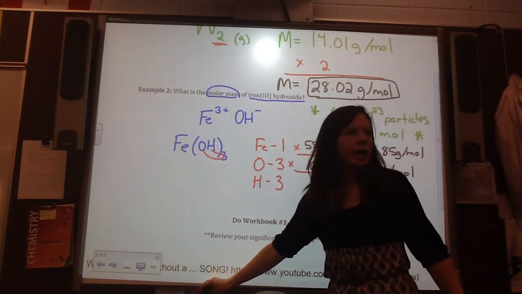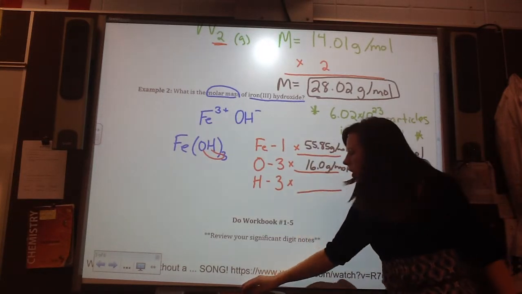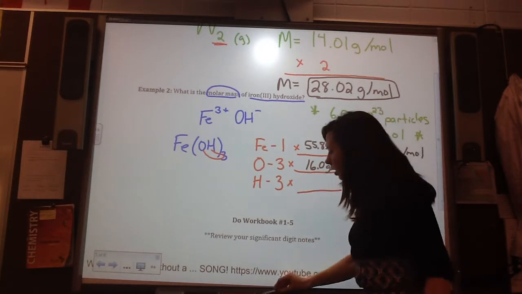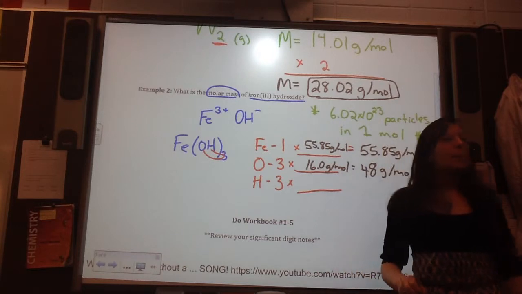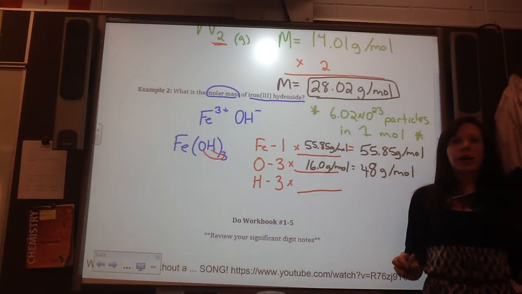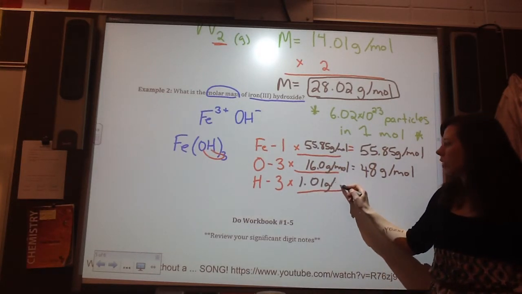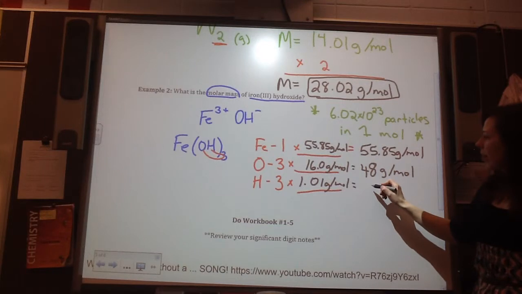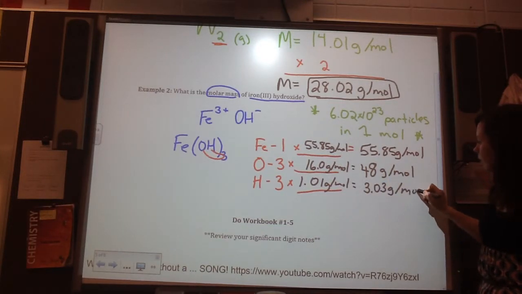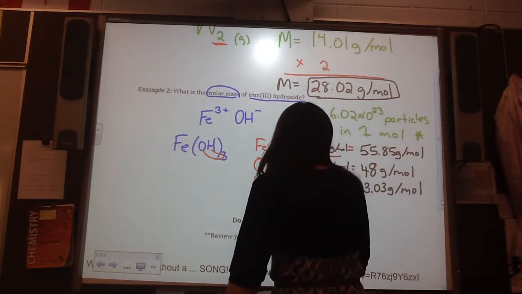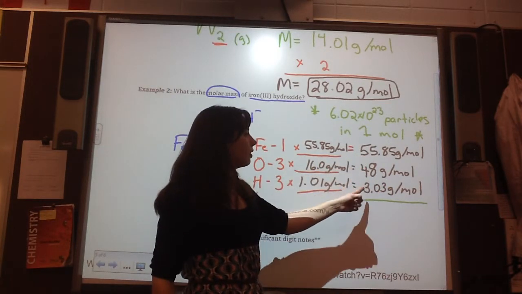Then you go to hydrogen, and you see what it is there. Hydrogen is what? It's really light. 1.01. So then we have 3.03 grams per mole. So that's how much it weighed for the iron, for the oxygen, and for the hydrogen.